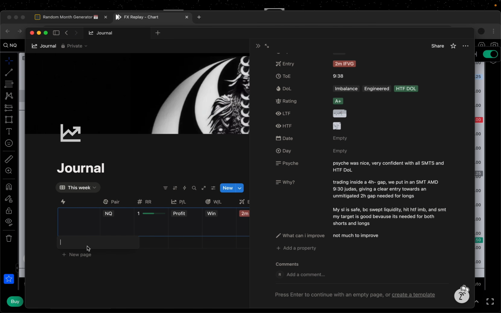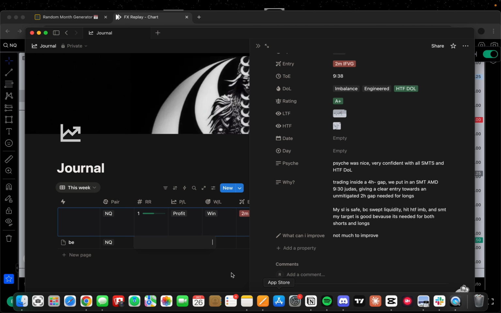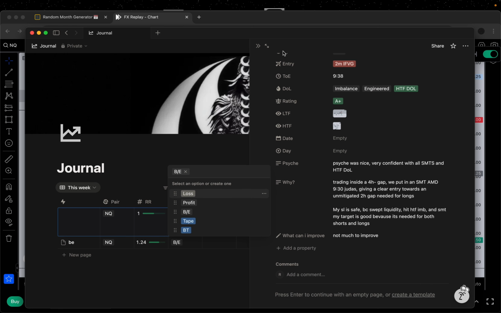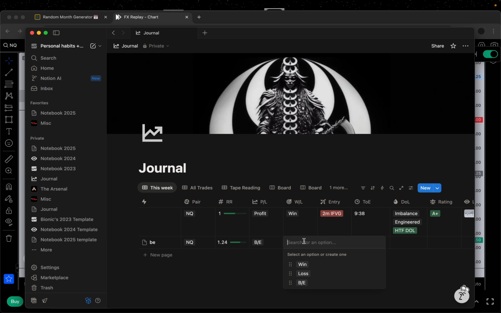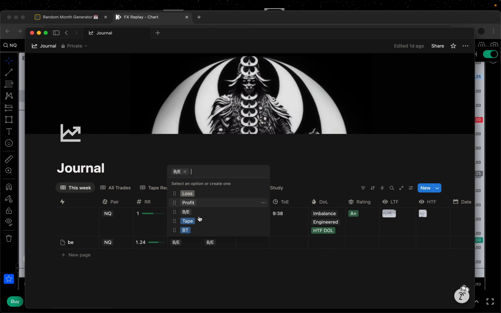Okay, so new page, BE. Our pair is NQ. I was going for 1.24. It's a break even. It is a break even here. I don't know why I have two of these. I think it's because whenever I would take a break even, I would care about the P&L of it.